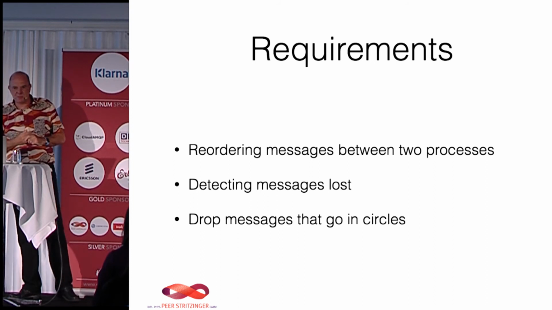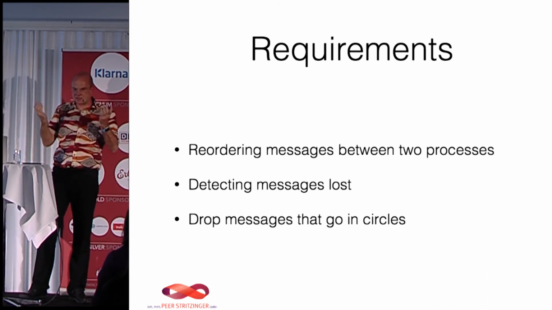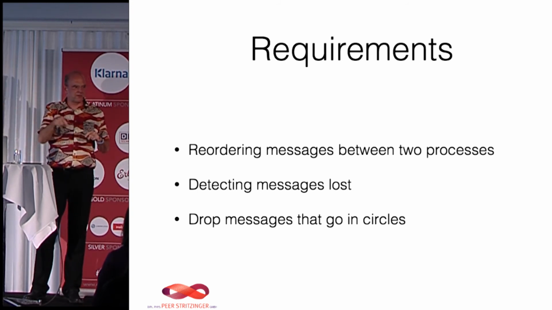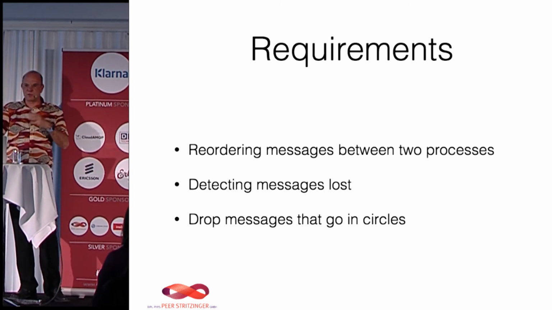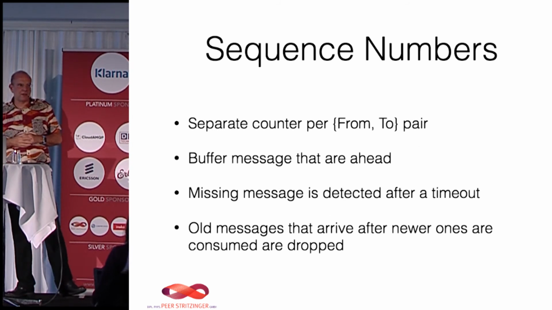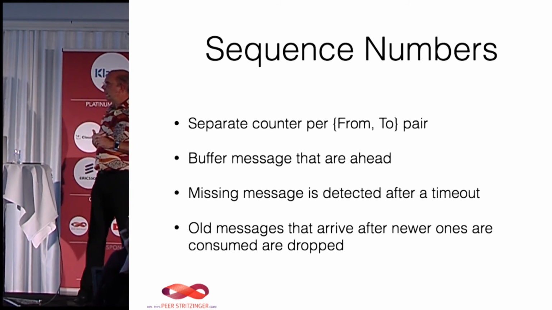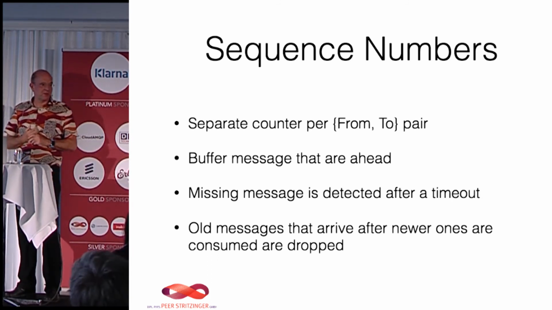And we probably want to drop the messages that go in circles, or have a routing protocol where this is avoided. The last thing is pretty easy. You have a hop count. You have an additional count in a message, and on every hop you decrement it, and if it goes below 0, you just throw it away. The ordering requires knowledge about the sequence in which the messages are sent, and this is usually done with sequence numbers. That's how TCP does it, for example, for the IP messages.